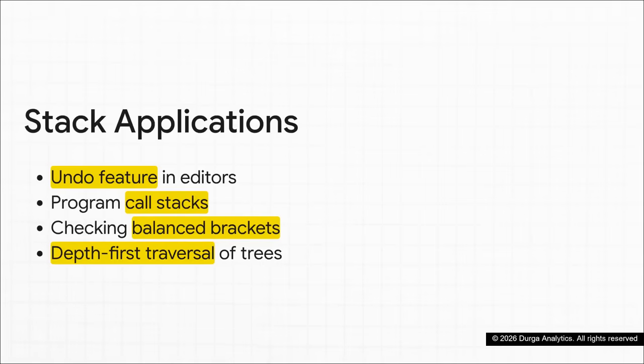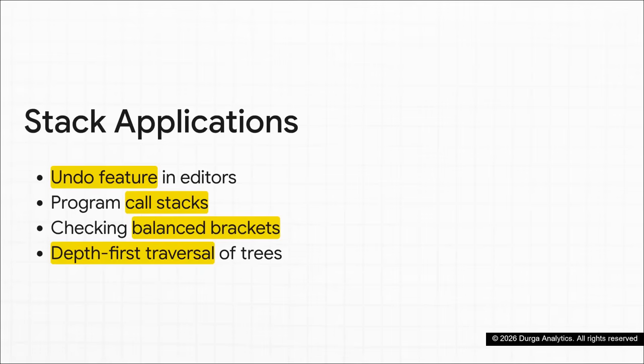A good rule of thumb: whenever an engineering problem has a most recent first or reverse order kind of flavor, a stack is usually your best friend. For instance, the undo feature in your favorite text editor, that's just a stack. Every time you type, it pushes the action. Hitting undo just pops the most recent action right back off.